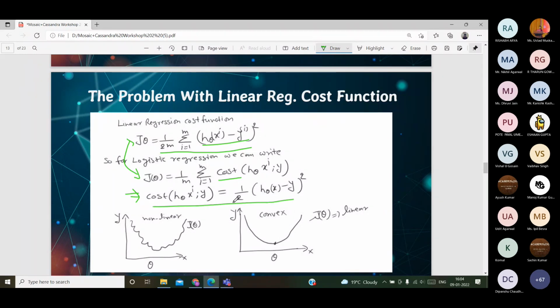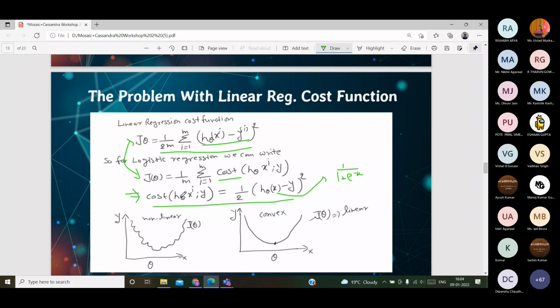And when we substitute h theta x, what is h theta x? You all know it is a sigmoid function, 1 upon 1 plus e to the power minus x. So when we put that in, we will get a very bad function. That is not something we want. It is not linear. We'll get a very non-convex function.